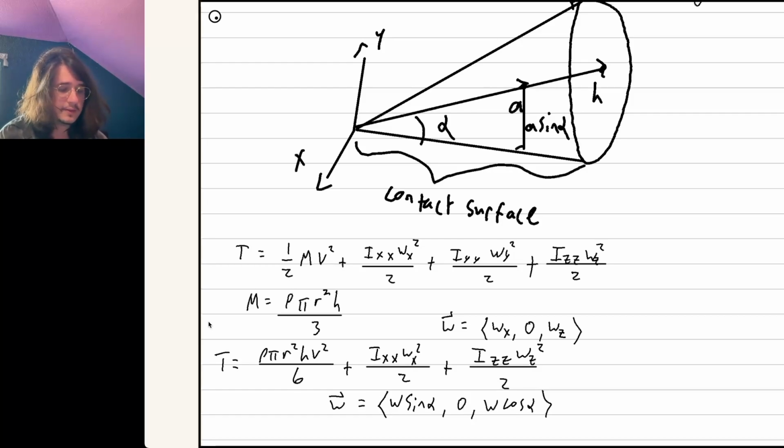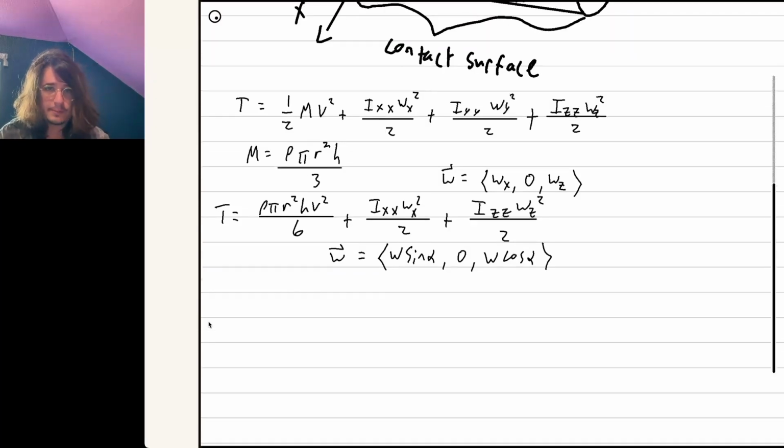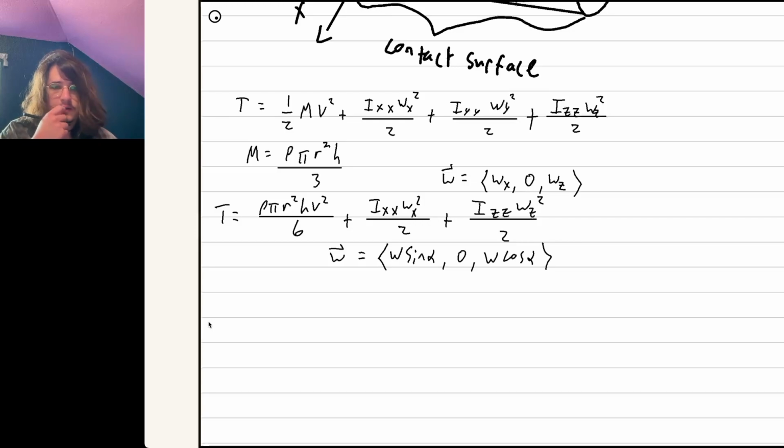So the velocity of the center of mass, the linear velocity, we're talking about v, very simply is just the length it is away from the vertex times the rate at which the cone is going around, so theta dot is what I'm calling it, times cosine alpha to get it up to that length.